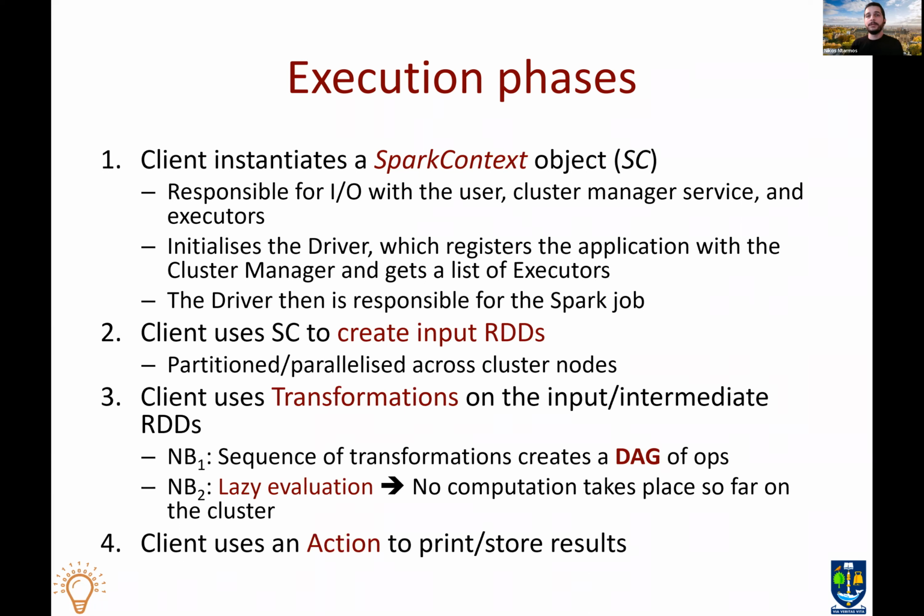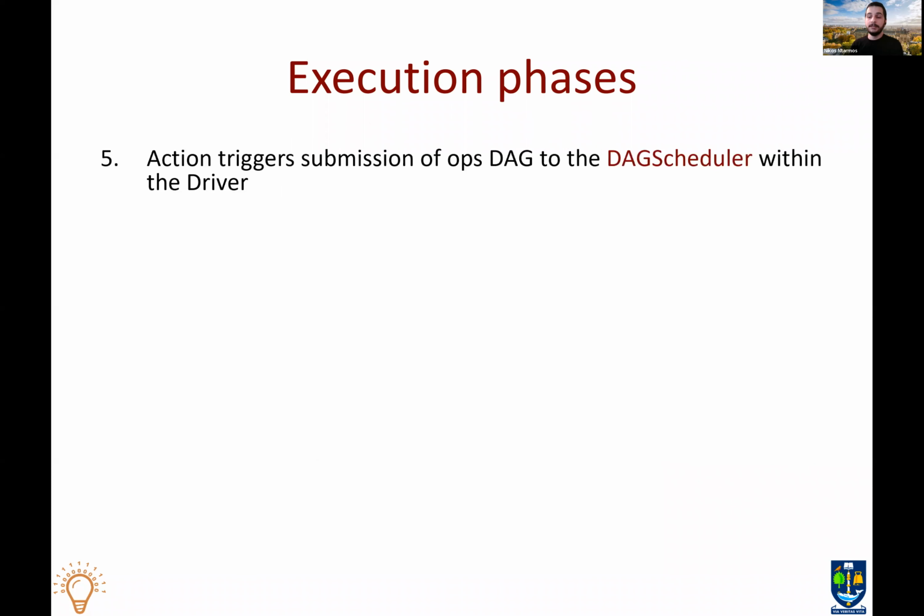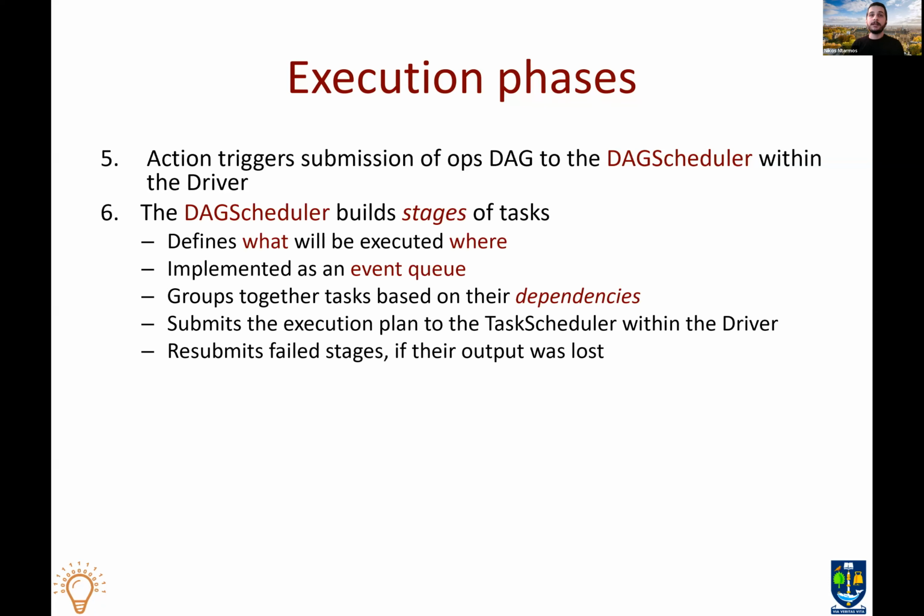At some point, there will be an action, something that prints results, that stores results, or something similar, and that's when things will be triggered. Right? So an action will trigger the submission of the DAG to something called the DAG scheduler. The DAG scheduler is still within the driver, right? We haven't gone to the cluster side yet. And the DAG scheduler will look at the DAG and will try to build stages of tasks. We briefly mentioned stages last week. We will see them again this week shortly, right?